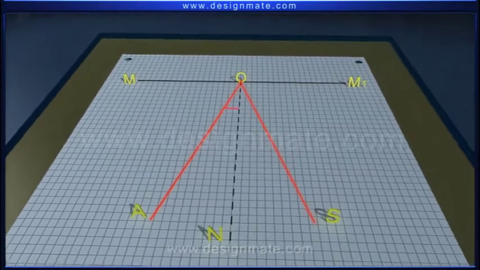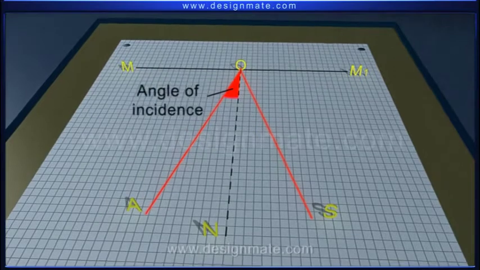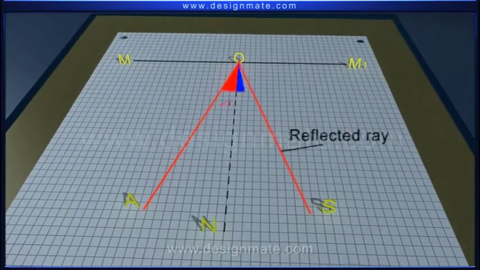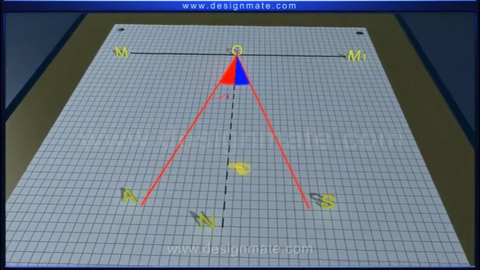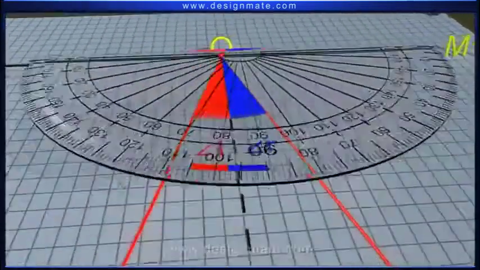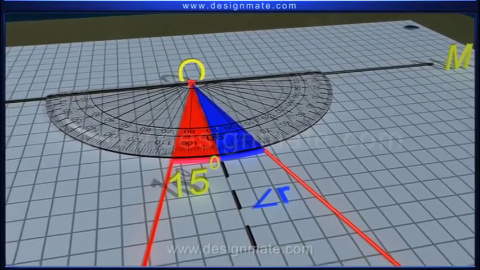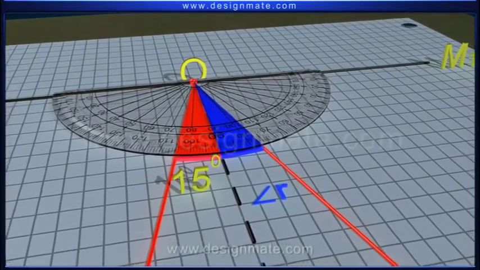The angle between incident ray AO and normal ON is the angle of incidence. The angle between the reflected ray OS and normal ON is the angle of reflection. With the help of a protractor, measure the angle of incidence, that is angle I, and the angle of reflection, that is angle R.